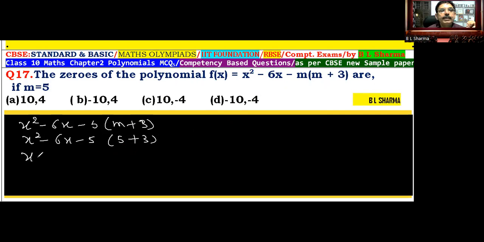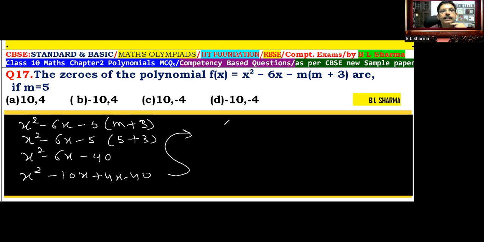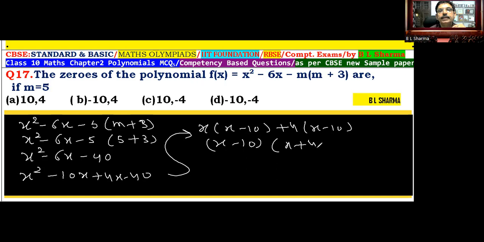So x square minus 6x minus 5 into 8, 5 eights are 40. Now we factorize it by splitting the middle term. So x square minus 10x plus 4x minus 40. Taking x common, x minus 10, taking 4 common, x minus 10. Further taking x minus 10 common, so this is x plus 4. Now these are two linear factors.